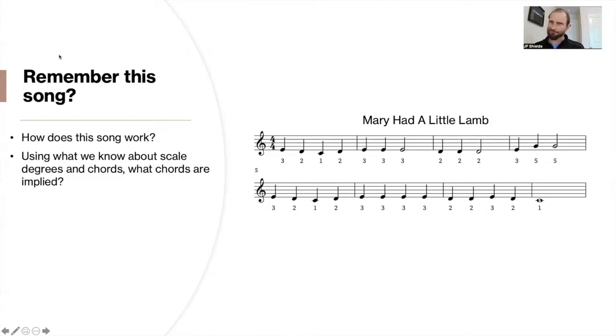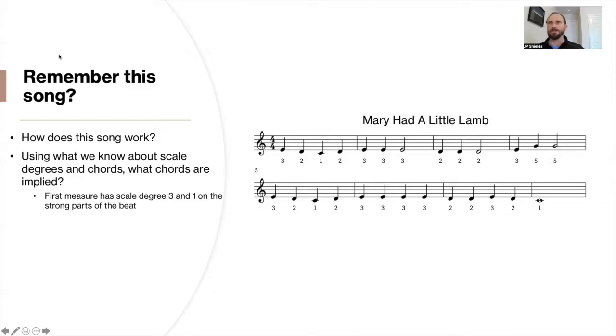I was singing it supposedly in the key of C. I didn't check, but we can see it's in the key of C. And we can see that 1 is the tonic. Okay, cool. Well, we've talked about chords, and we've talked about how chords can be implied as well. So what chords are implied here?